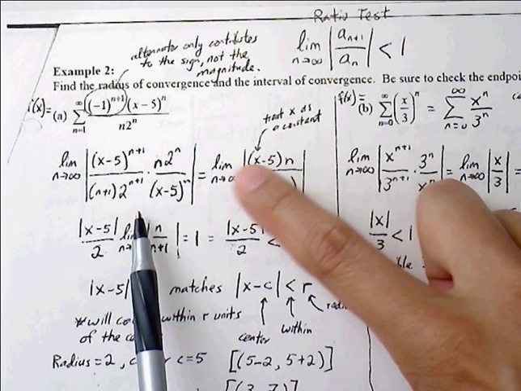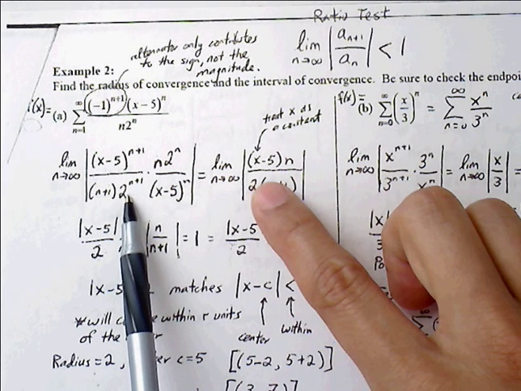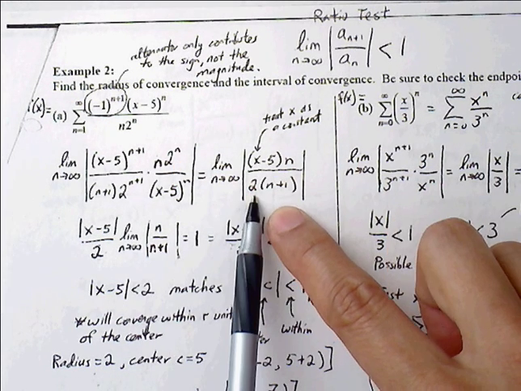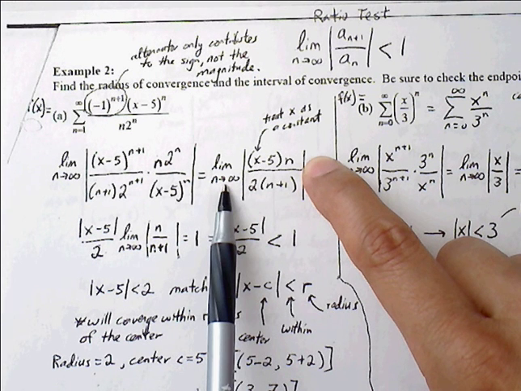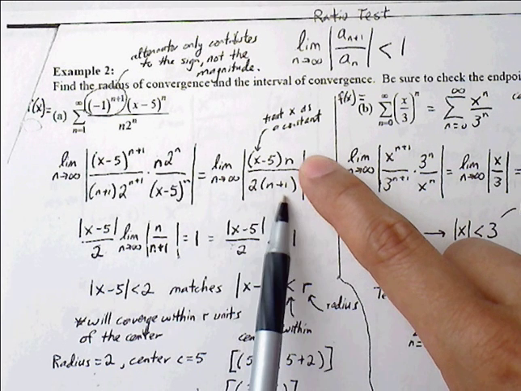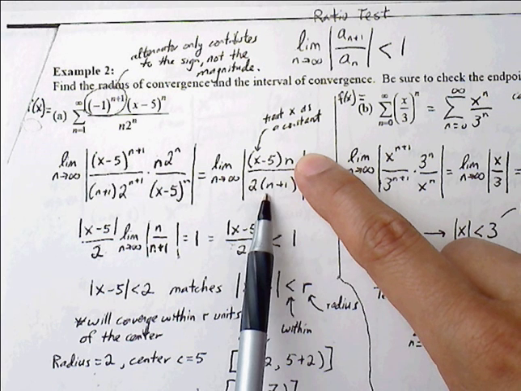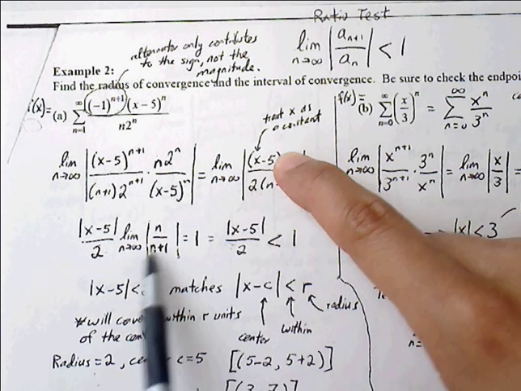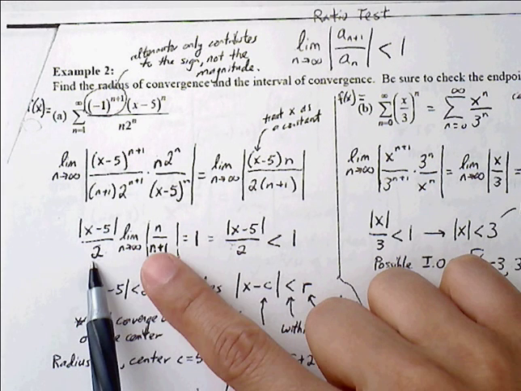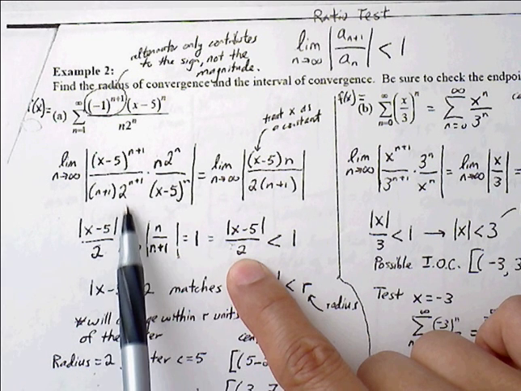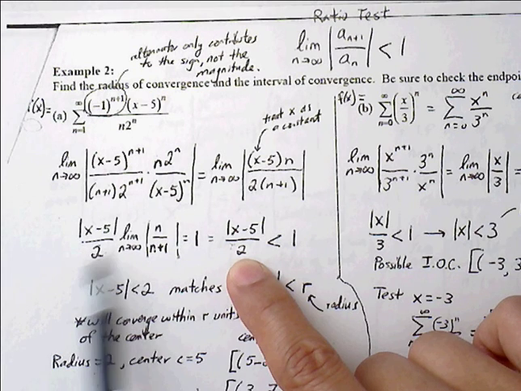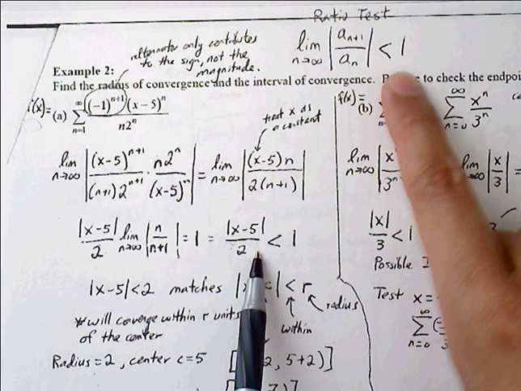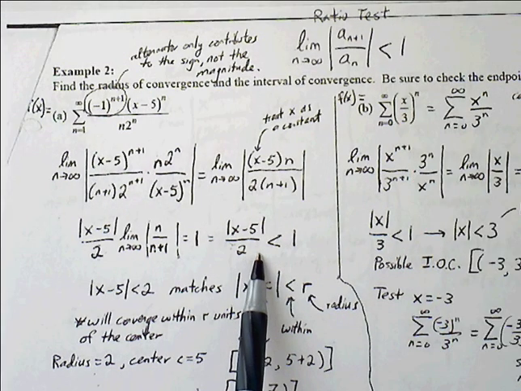And then 2 to the n over 2 to the n plus 1 will give us just 2 in the denominator. Now, if we evaluate this limit as it approaches infinity, n over n plus 1, the degrees are the same, so this will just cancel out to be just 1, leaving us with the absolute value of x minus 5 over 2. And we know that this series will converge as long as this expression is less than 1, since that's the condition for our ratio test.